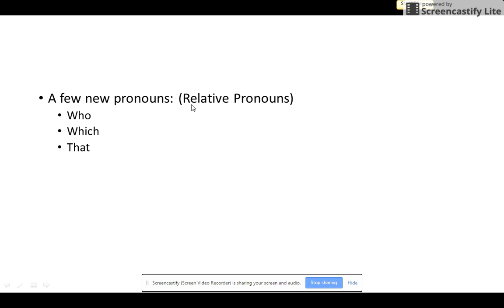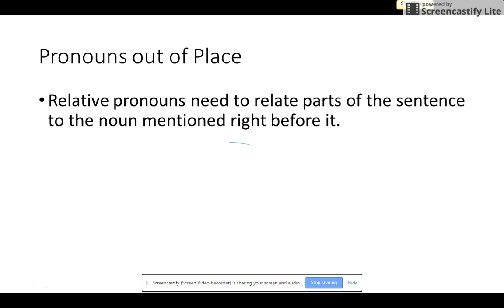So if we think of relatives, relatives need to be close to each other because relatives are close to each other. So the relative of a pronoun is a noun, because remember a pronoun replaces a noun. So with relative pronouns, which is the W pronouns plus that, so who, which, that, they need to be close to the noun that they refer to.